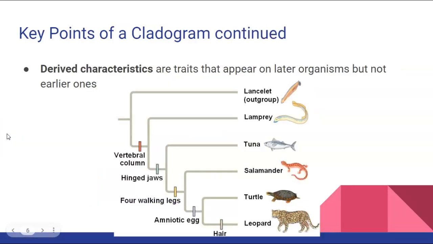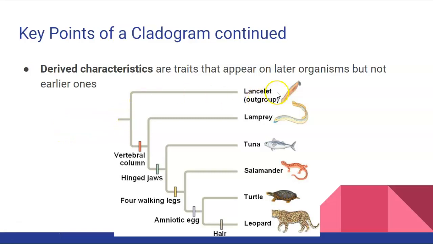Okay, and last but not least, how we really look at a cladogram is we look at derived characteristics. So derived characteristics are the traits that appear on later organisms, so characteristics that have been produced within these species in later organisms, but not earlier ones. So we start with this cladogram that we're looking at right here. We see that this is our root organism, or our original common ancestor. And as we move through this, you will see these colored columns, and those are our derived characteristics.